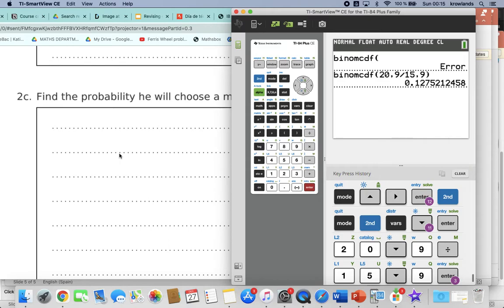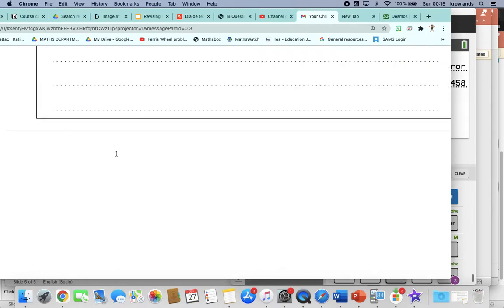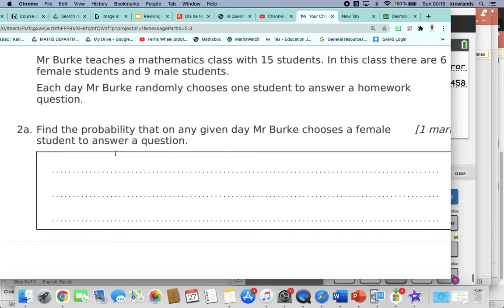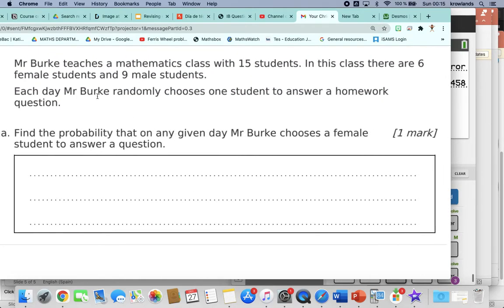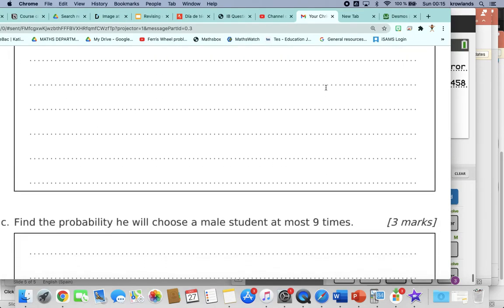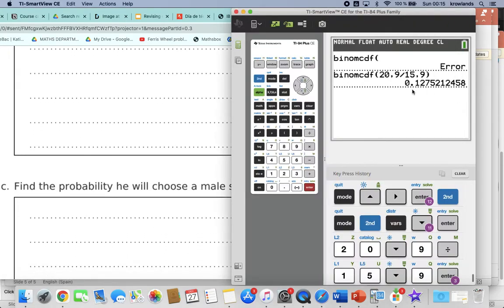0.1275. Well, this is not quite as high as I expected it. And the probable reason why this could be is because actually it's really probable you're going to pick a male student. It's 9 out of 15. So this is why this probability is perhaps lower than what you would expect. So that would be our answer for this.